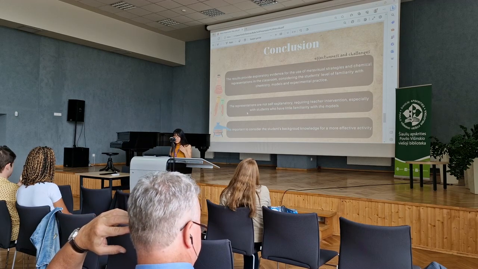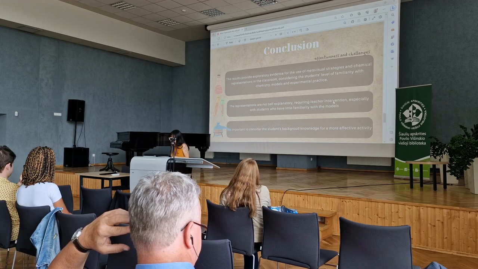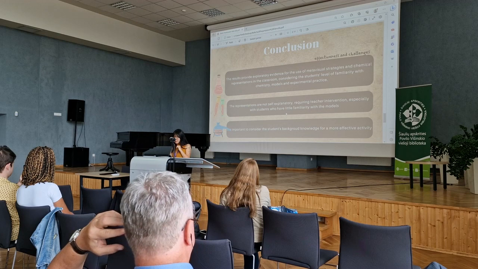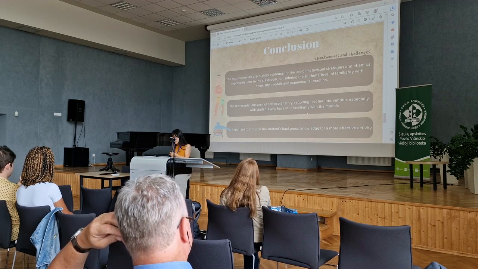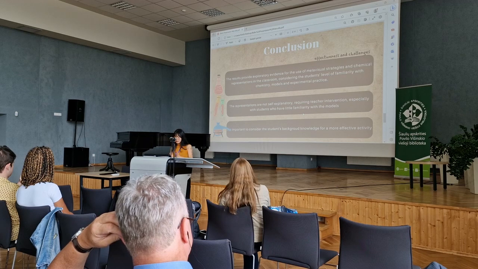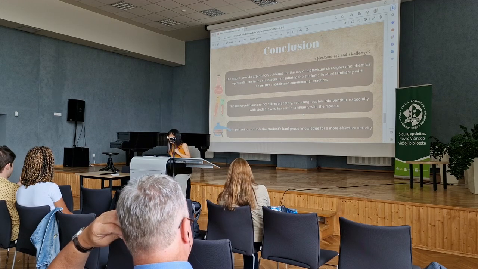So, the representations are not self-explanatory, requiring teacher intervention, especially with students who have little familiarity with the models, such as the engineering student. And it's important to consider the students' background knowledge for a more active learning.